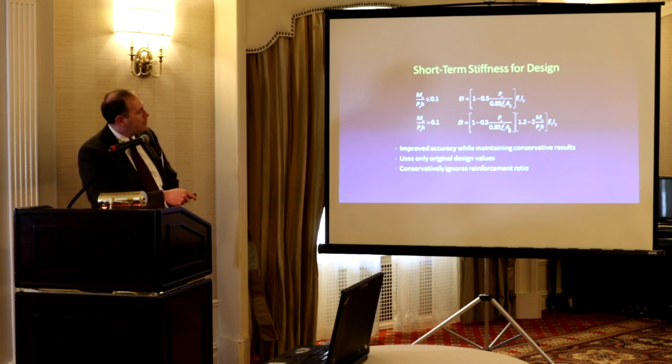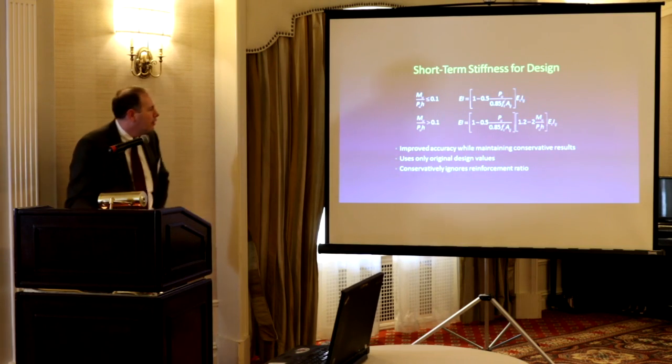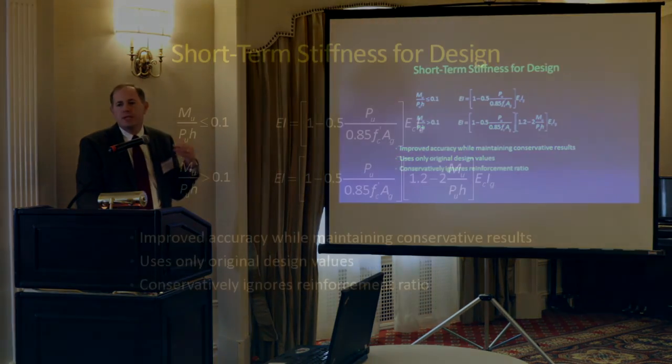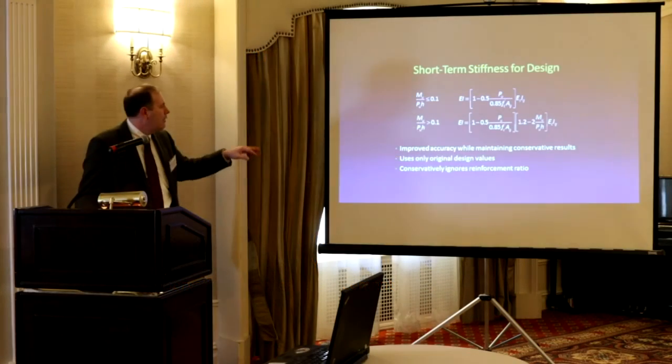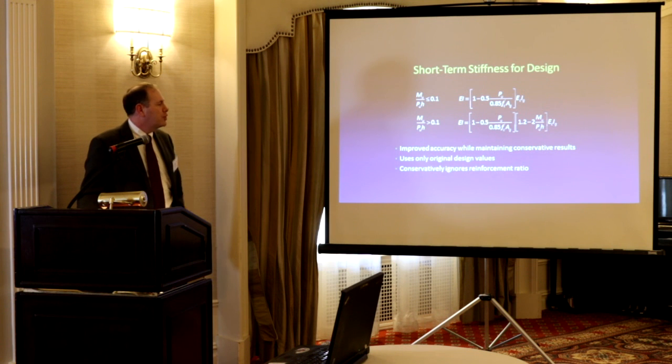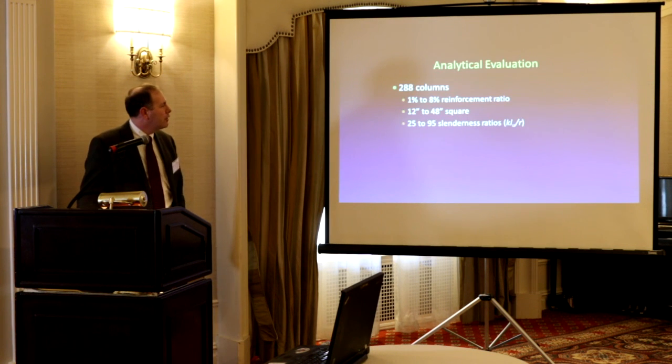And again, if I have higher, I have to take eccentricity into account. This gave really improved accuracy. It maintains conservative results; we base it to be conservative. We use only original design values. Again, we're trying not to think about how much steel is in it yet. If I'm analyzing, that's one thing. But if I'm actually trying to design, I want something where I don't have to know what the column is to start with, except for, obviously, the size. I'm going to try a size and see if it works. And as I just mentioned, we conservatively ignore the reinforcement ratio.